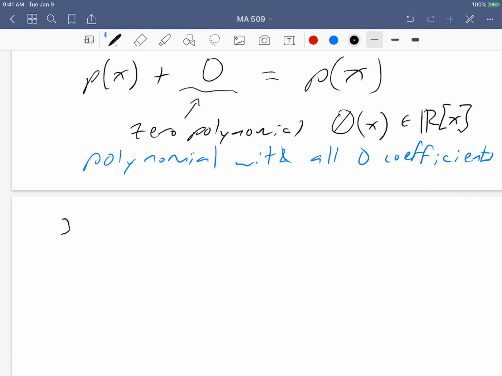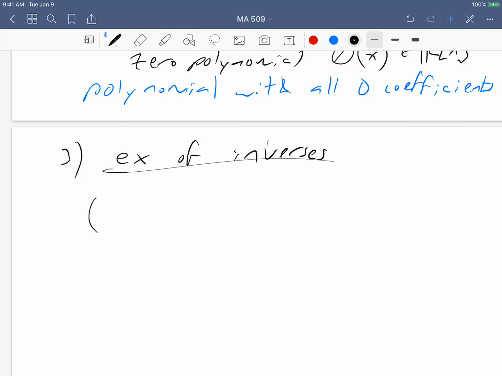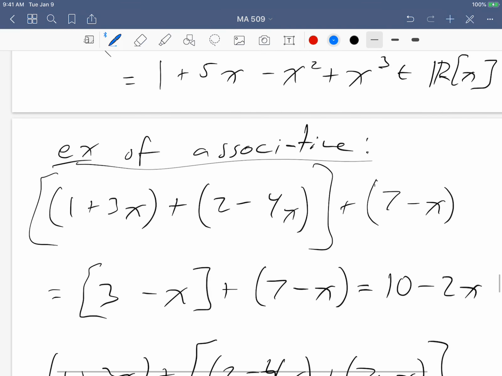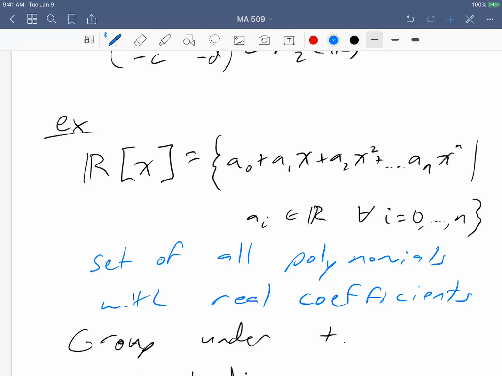All right, and then part 3, inverses. So let's do another example for this. If I had the polynomial 2 minus x squared plus x to the 4th, and I need to know what to add to it to get that 0 polynomial, what I need to add is minus 2 plus x squared minus x to the 4th. Okay, and so this guy is still a polynomial with real coefficients. And one thing to note here is remember that this is the 0 polynomial, not 0 the number, but the 0 polynomial. Okay, so the set of polynomials with real number coefficients is also a group under addition.